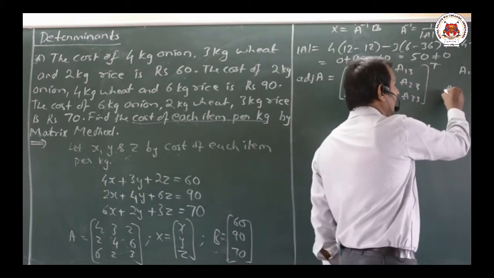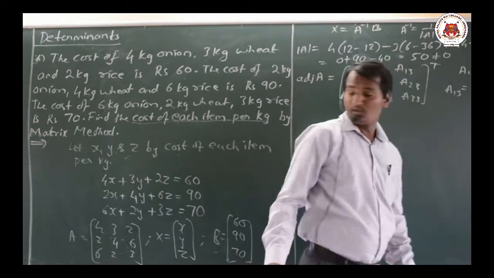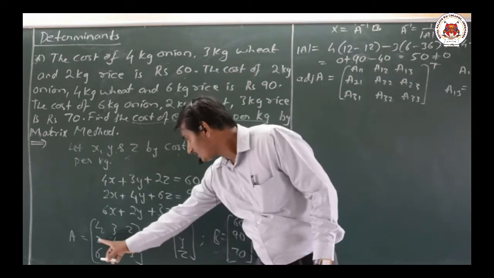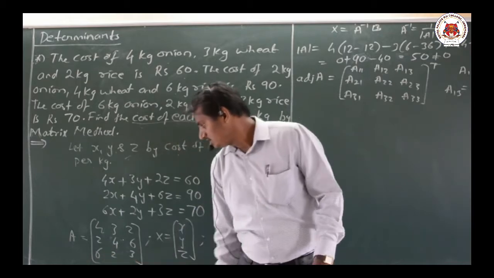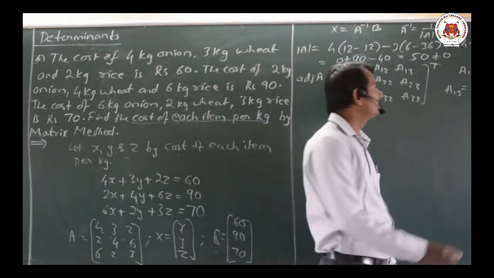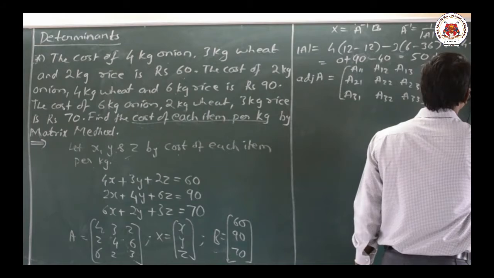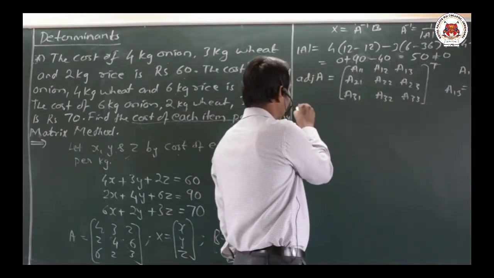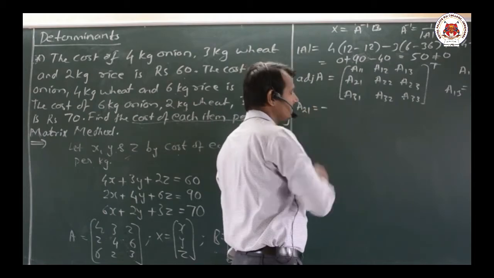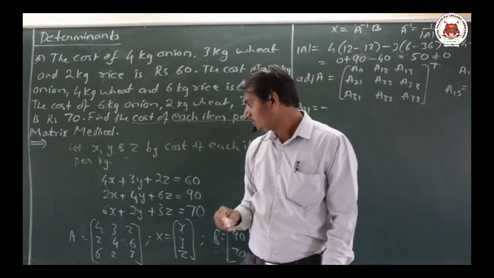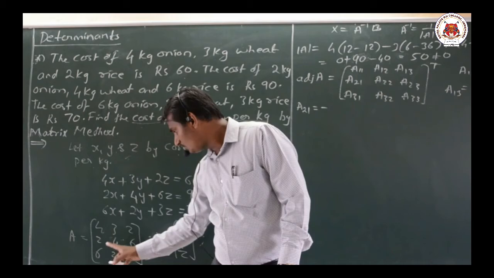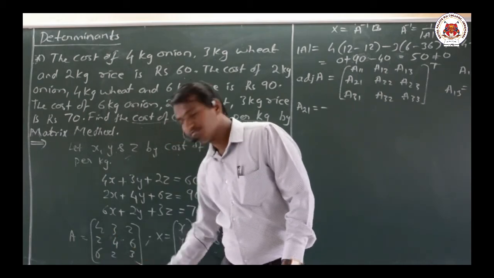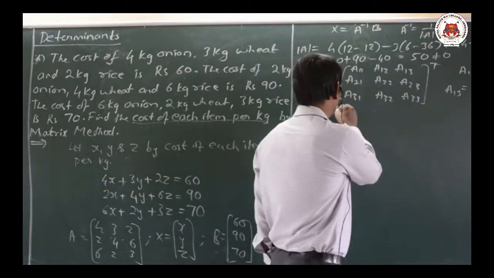Next is A13, the cofactor of 2, pre-multiplied by a positive sign. 4 sixes are 24, and 4 minus 24 is minus 20. Next is A21, which is pre-multiplied by a minus sign. Leaving this row and column, 3 threes are 9, and 9 minus 4 is 5.